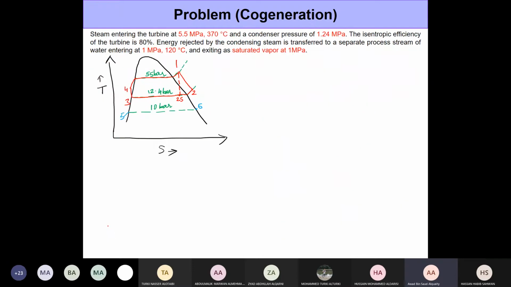So this is how the TS diagram looks. Here we have 2s and 2 simply because the isentropic efficiency is mentioned. So the expansion within the turbine is not isentropic, although the compression within the pump is isentropic, right? Because there's nothing mentioned about the isentropic efficiency of the pump. Now let's very quickly look at how we get the enthalpies and entropies at all the different states. We have done this before, so I'm going to go rather quickly. Any questions? Feel free to stop me.